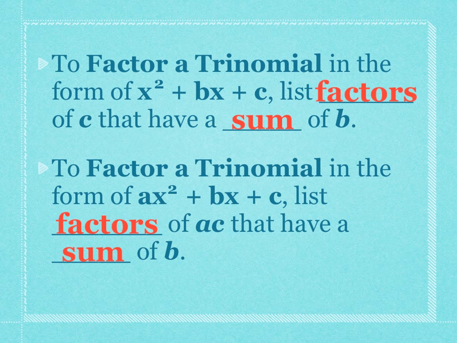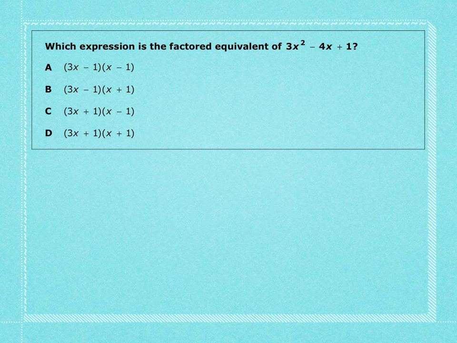So in this case, I'm going to have a number other than 1 in front of my x squared. So it could be like 3x squared plus 2x plus 4. I don't know, I just made it up. Or something to that effect, to where you're going to have to multiply A times C before you can list factors. This example says, which expression is the factored equivalent of 3x squared minus 4x plus 1?